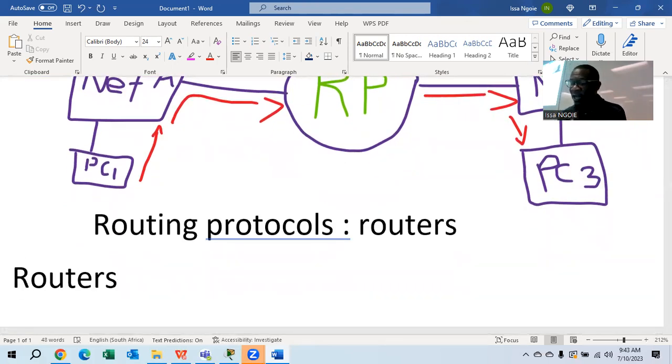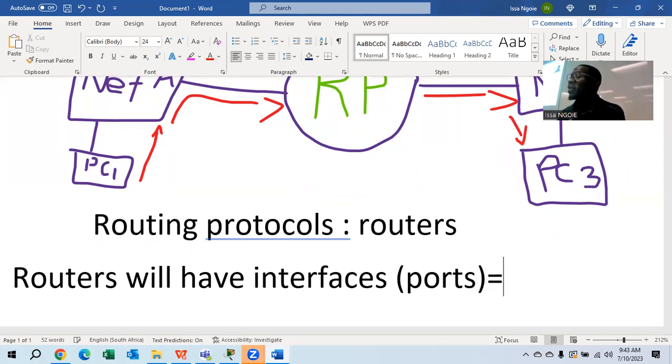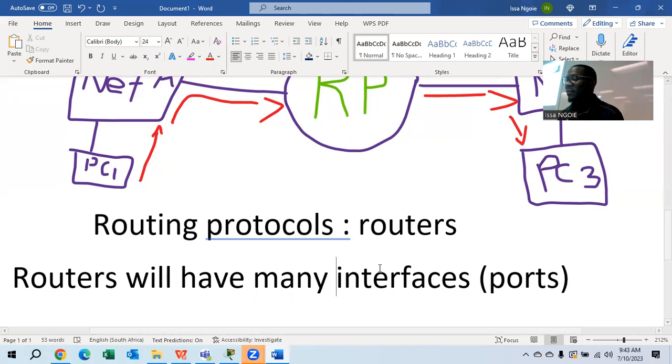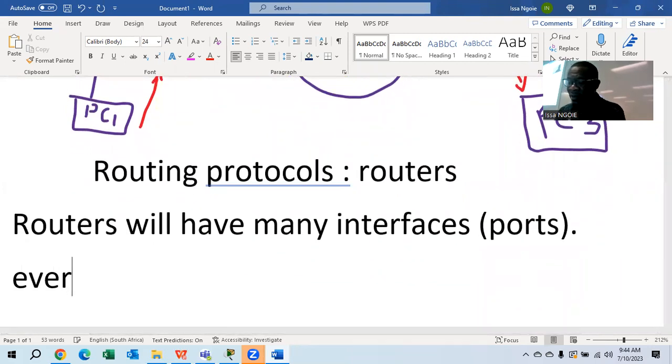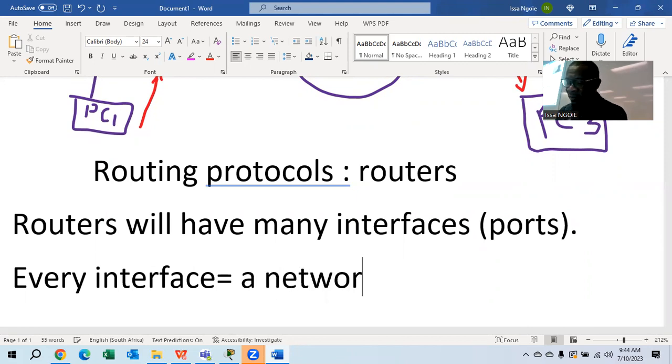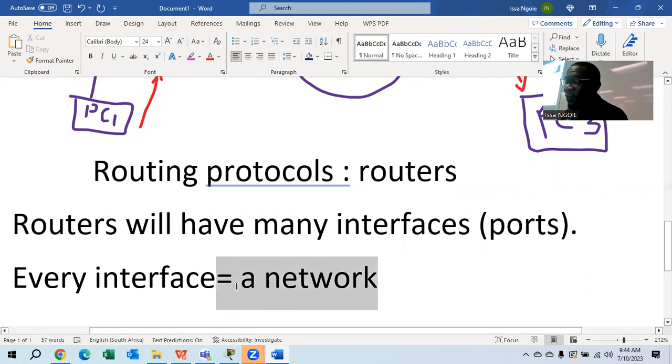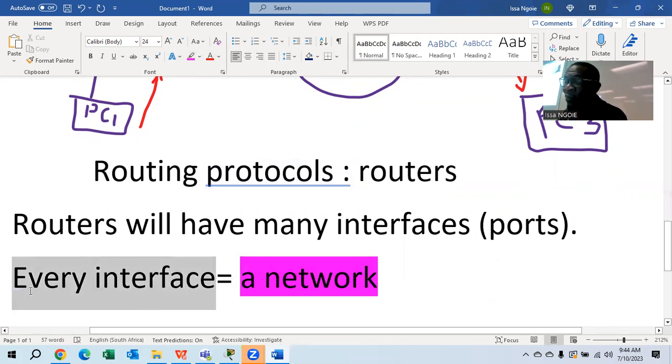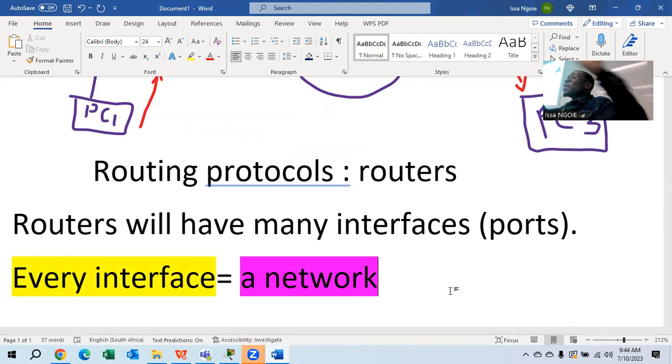Now, when we are talking about routers, routers will have what? Interfaces, right? Your router will have many interfaces, right? Every interface will be a network. This is what you have to understand again. One interface means what? One network. So when you have a router, the way you can see your router, every interface, every port, it's a network, right?